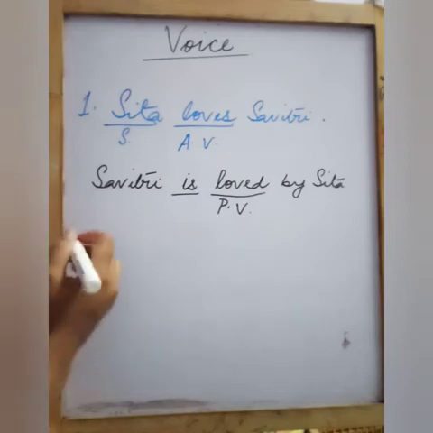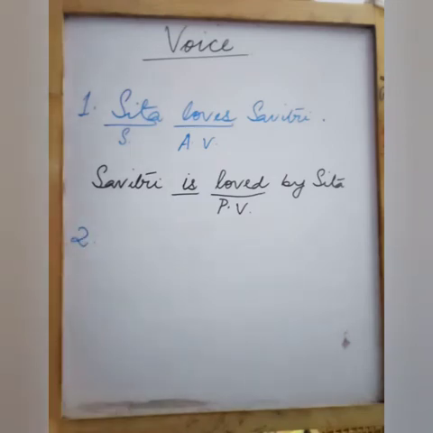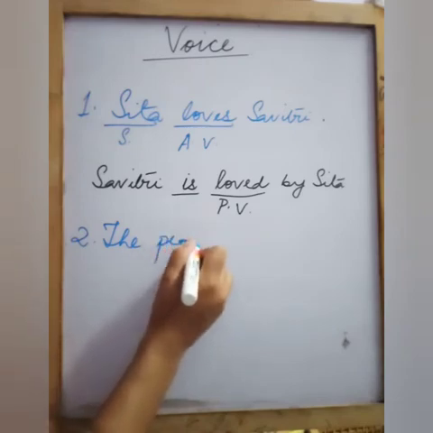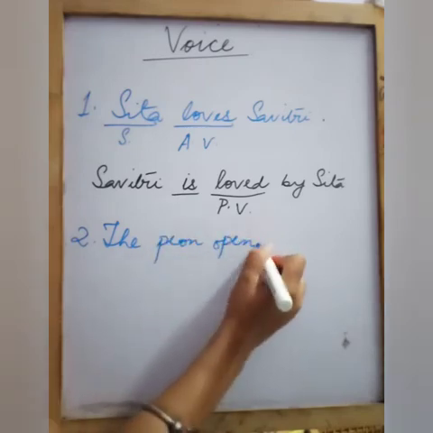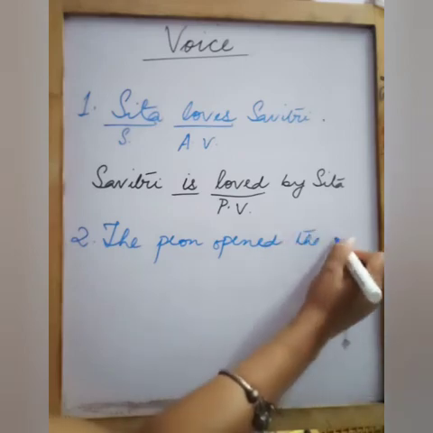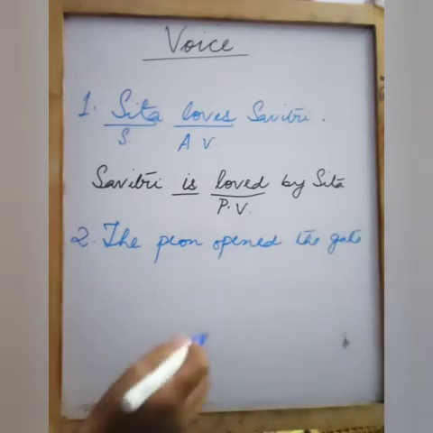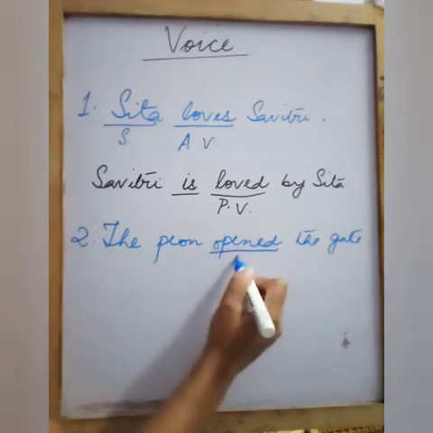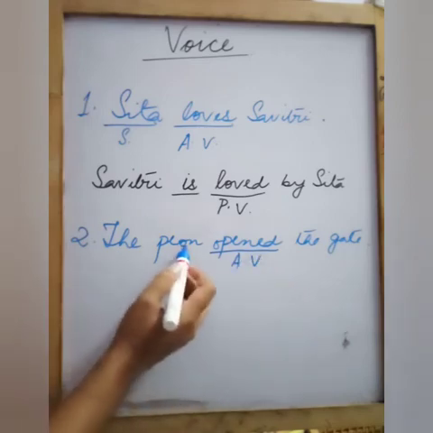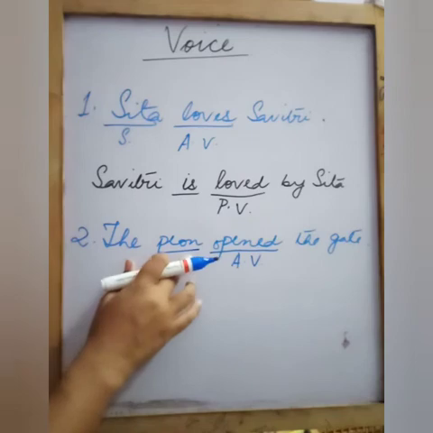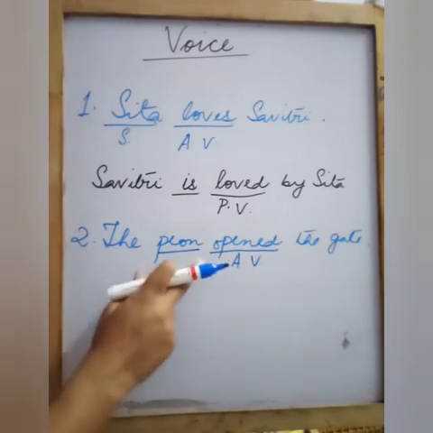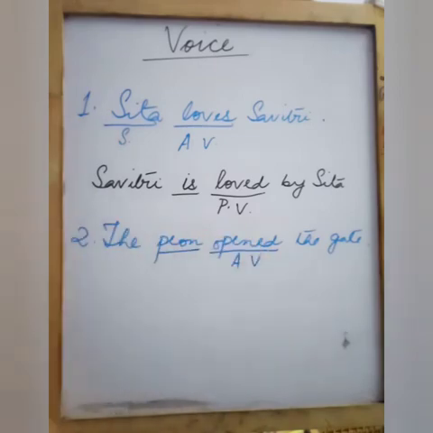All right, let's see number 2. The peon opened the gate. Alright, the peon opened the gate. So the peon is doing some action, he opened the gate. Here it is in the past tense. This is active voice. Why? Because the doer of the sentence or the subject of the sentence is doing the action on the object, on the gate. Fine. Now if we want to change it into the passive voice, how will we write it?